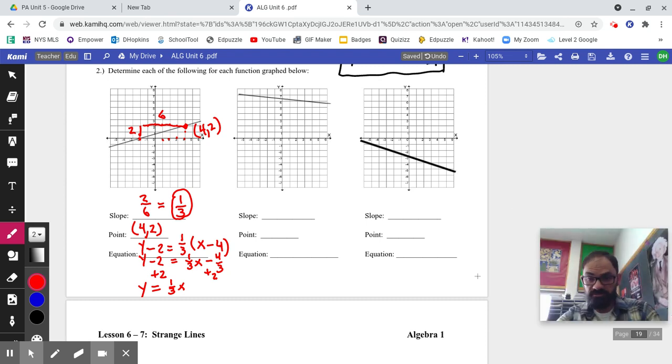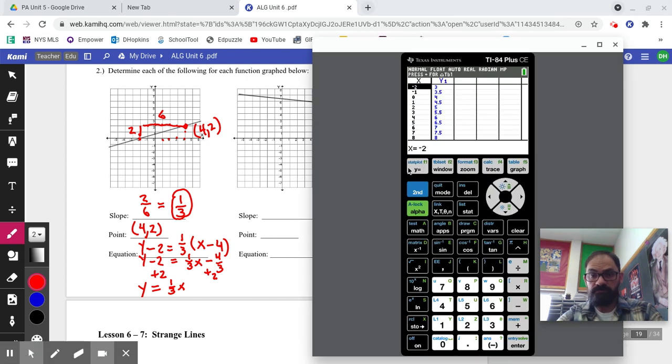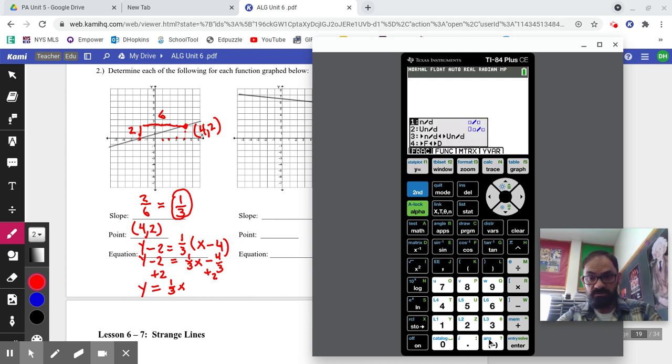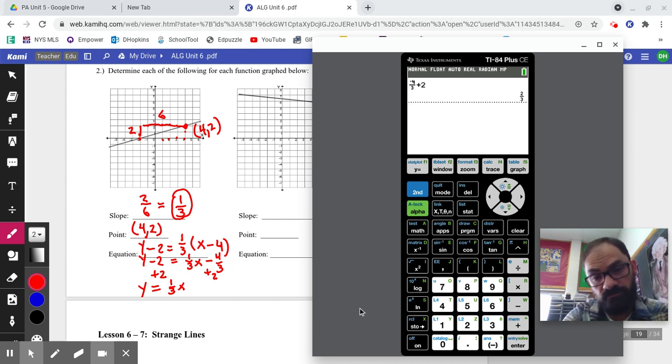Let's use a calculator. Clear out what's in there. Second, quit. Let's go alpha y equals. We have negative 4/3, and we want to add 2. So it's 2/3. So y equals 1/3 x plus 2/3.